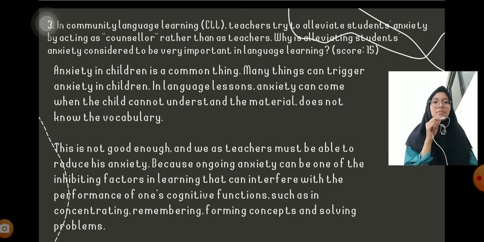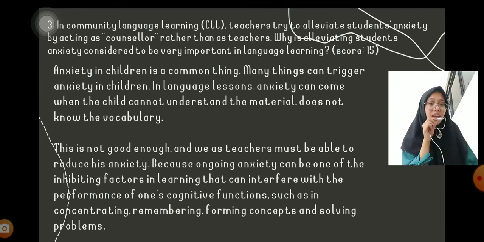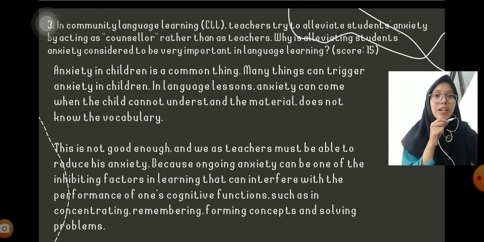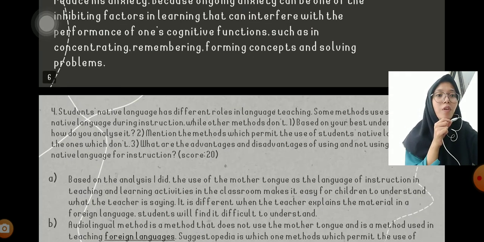And then this is not good enough, and we as teachers must be able to reduce their anxiety because ongoing anxiety can be one of the inhibiting factors in learning that can interfere with the performance of one's cognitive functions, such as considering, remembering, forming concepts, and solving problems. This is my answer for number 3, and next for number 4.